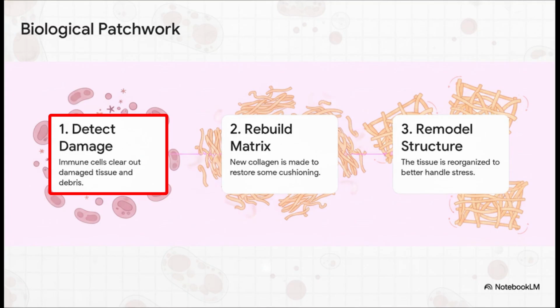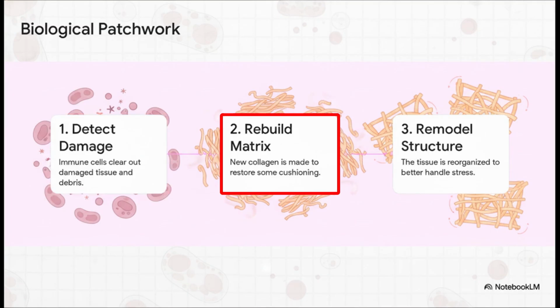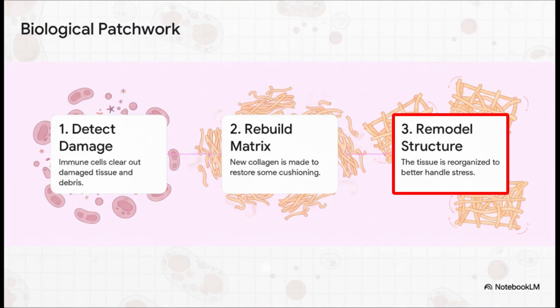First, your immune cells rush in and clear out all the debris, the damaged tissue. Then, new collagen gets laid down like a quick patch. And finally, the body actually remodels that patch to make it better at handling stress. It's a fast, good enough strategy to keep your jaw working so you can get on with your life.